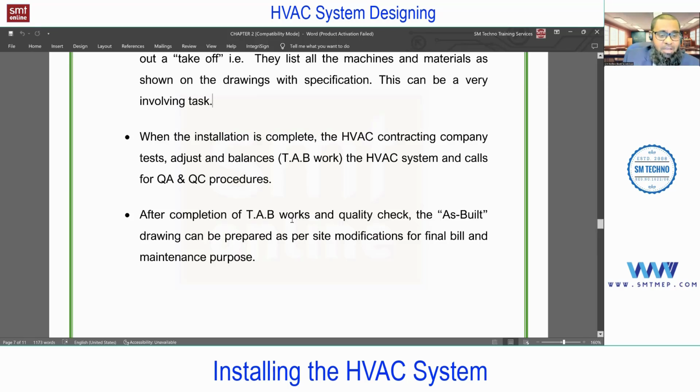I'll get it. Now you see, after completion of TAB work and quality check, as-built drawing. You know what as-built drawing is? What we discussed, no? It can be prepared as per site modification for the final bill and for service and maintenance purposes. Okay. So this is the process for the design and installation in actual practice for HVAC. And if you talk about the other services, the process is almost the same.